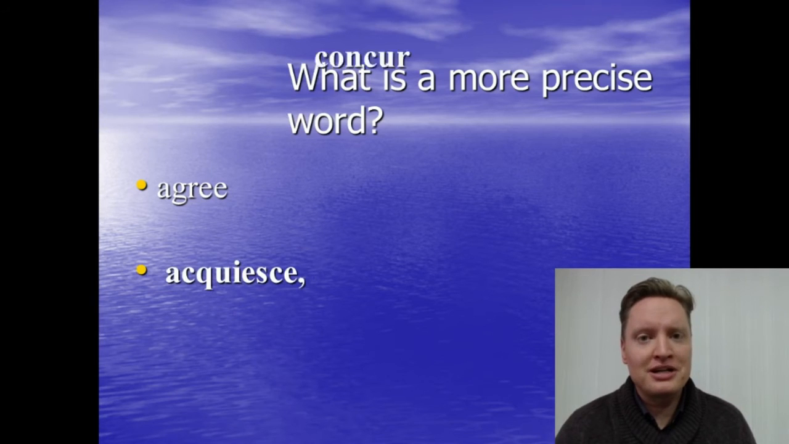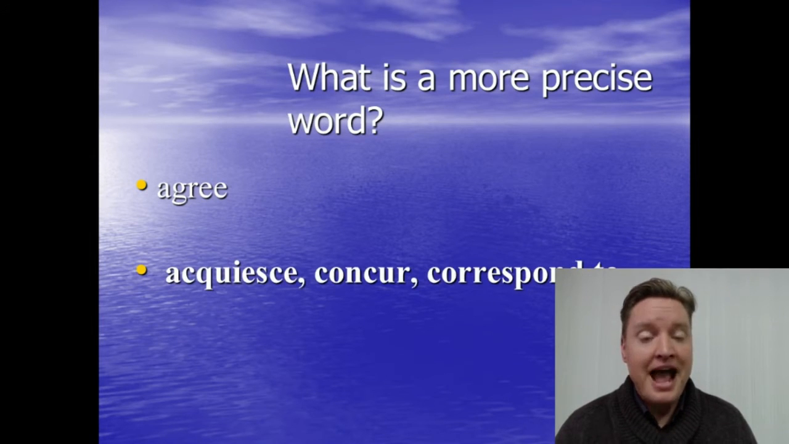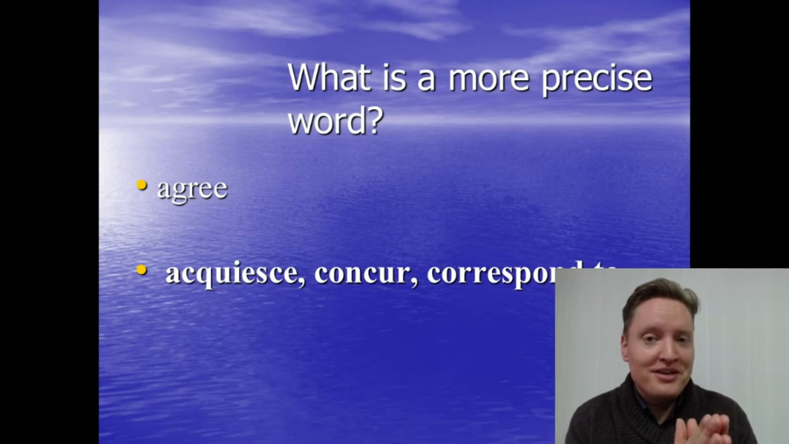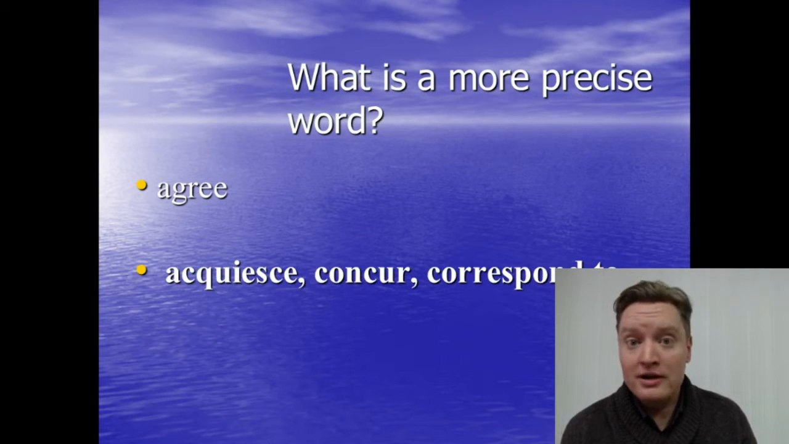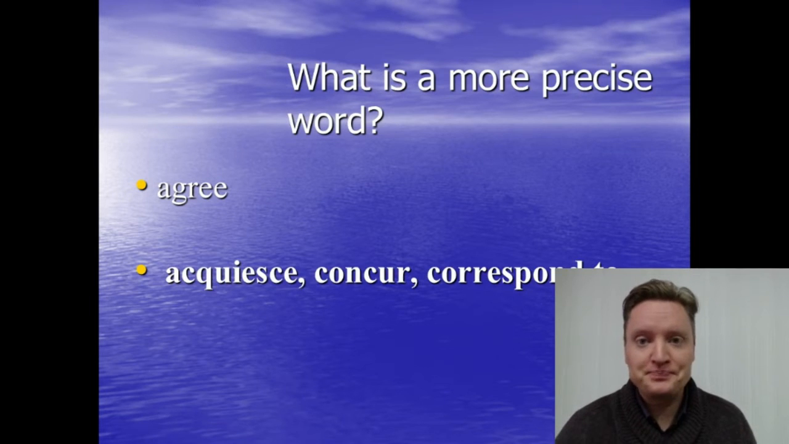Much better to use a clearer word like acquiesce. Acquiesce means I give up my opinion for your opinion. Or concur. Now I agree with what you are thinking. Doctors often use this word. They concur. But when you're speaking about numbers, we use the word correspond to or maybe correlate with. Those are both fine for agree.